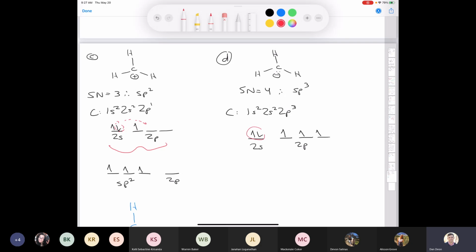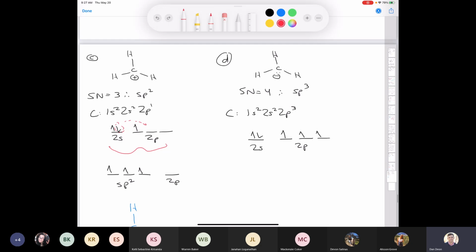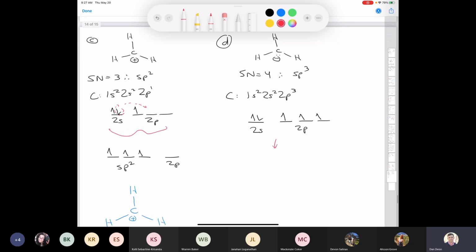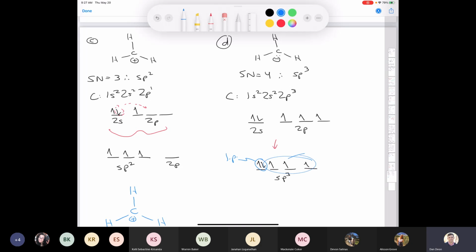It might look good to say, okay, well, there's my lone pair. There are my 3 sigma bonds. But again, since it's sp3 hybridized, we have to hybridize all of those orbitals. So we end up with 1, 2, 3, 4 degenerate sp3 orbitals. We have 1, 2, 3, 4, 5 electrons. These 2 represent the lone pair. These 3 represent the sigma bonds.